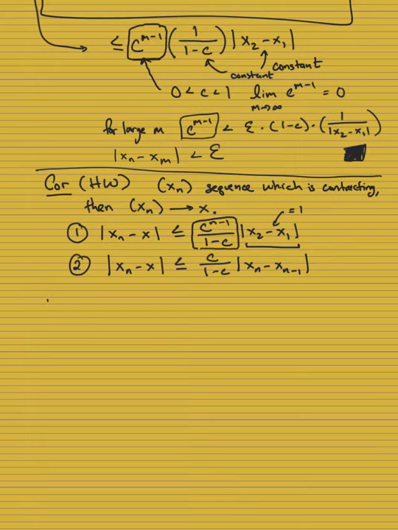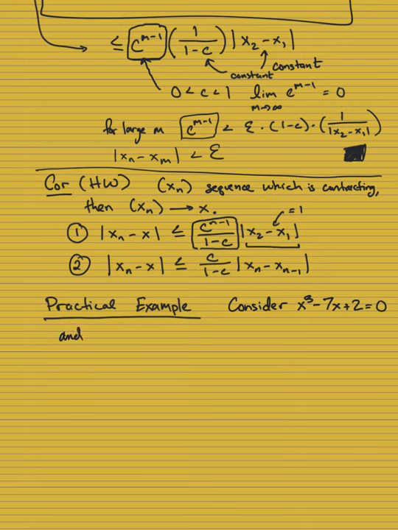Okay, so let me give you a practical example of this. I'll give you a very specific example. Let's just consider a cubic polynomial: x cubed minus 7x plus 2 is 0. And suppose it has a root between 0 and 1.